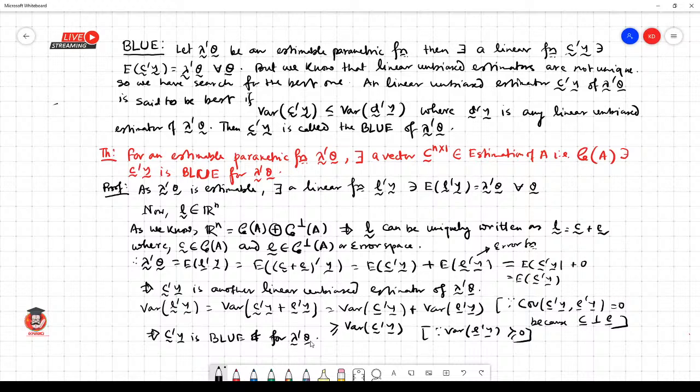L' y is any linear unbiased estimator of λ'θ. From L we can decompose L uniquely by two vectors. One vector belongs to the column space of A and another to the orthogonal complement space of the column space of A, because these are a direct sum, and this gives Rn. So from this we see that the variance of any linear unbiased estimator is always greater than or equal to variance of C' y. This means C' y is not only a linear unbiased estimator, it is best in the sense that its variance is minimum. Okay.